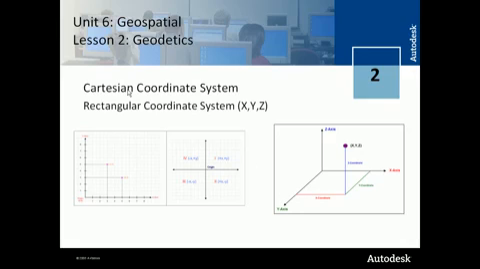Cartesian coordinate system is a simple rectangular coordinate system, commonly known as x and y values, and in this case quadrants. And a three-dimensional Cartesian coordinate system has a z value associated with the x and the y.